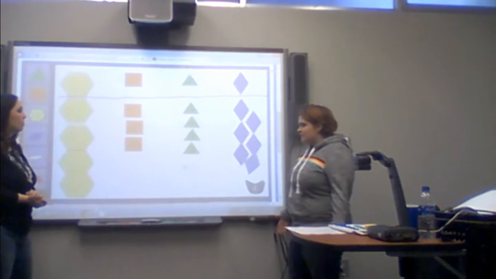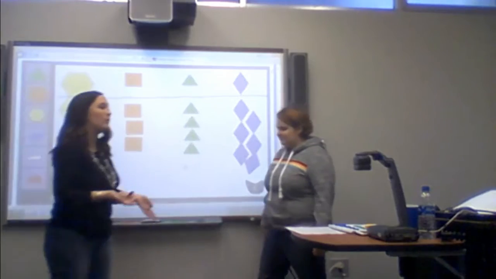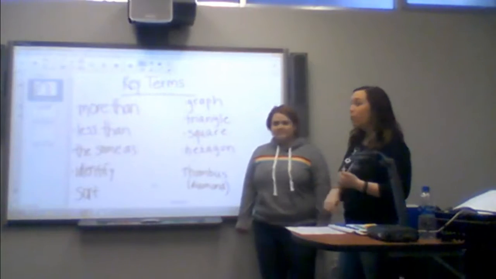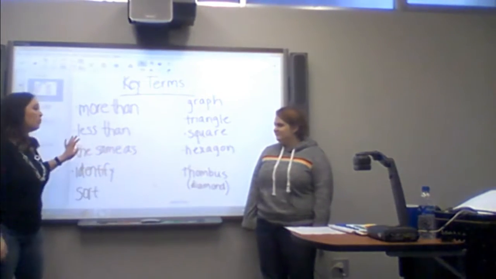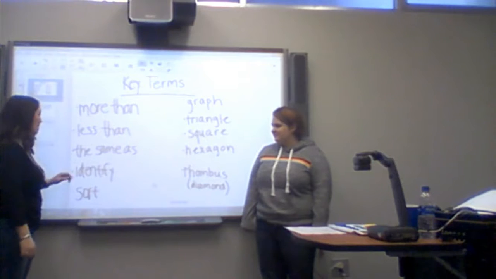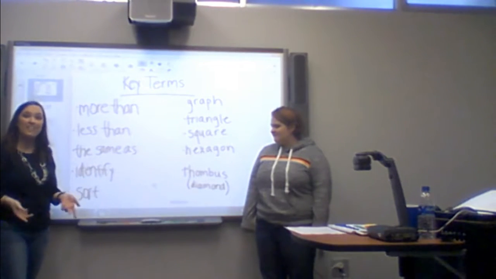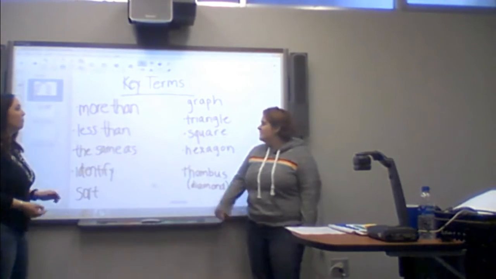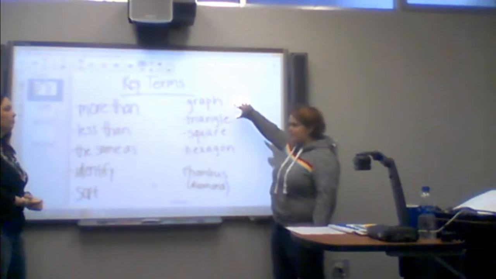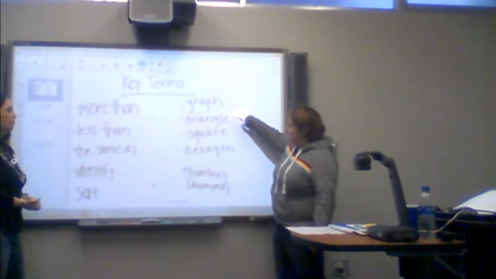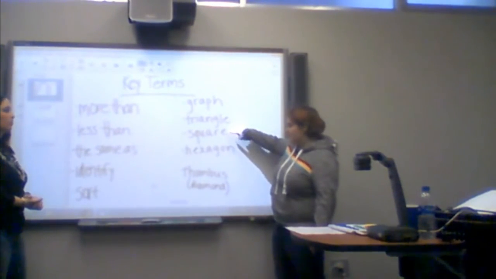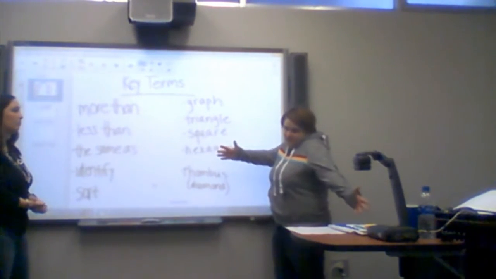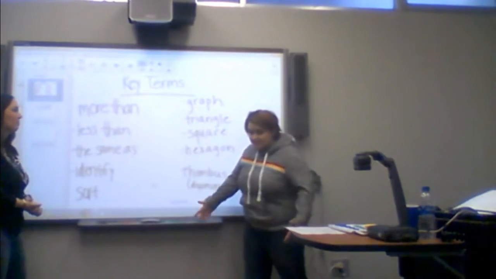I think we got all our words. I think we did. Let's double check and see what we did. So, we were able to use more than. We were able to see which ones had less than other shapes. We even had 2 categories that were the same as each other. We identified our shapes. We sorted them. We had a graph that we each used. We used one and you used one. We had a triangle. We figured out what a triangle was, what makes a square, what makes a hexagon, what makes a rhombus or a diamond. So you learned all of these words. Pat yourself on the back.